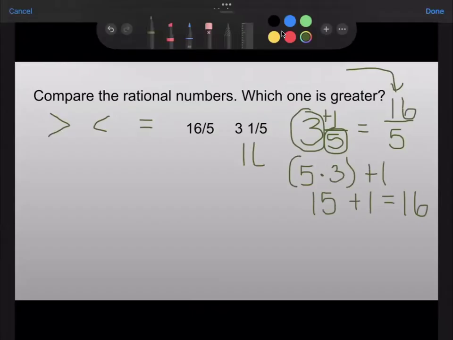So I'm going to go ahead and put that over here. Now you may have noticed, I'm going to rewrite this here so it looks the same, that these are the same amount. These are equal. So the symbol that would go in between these two is the equal sign. So to answer the question, which one is greater? Neither one is greater. They're both the same amount.